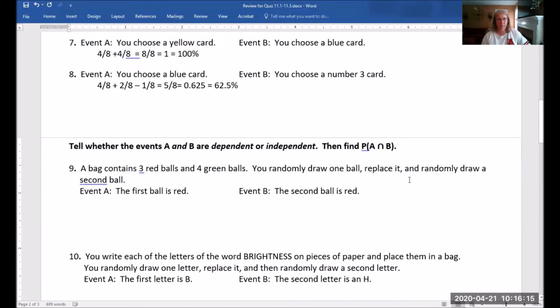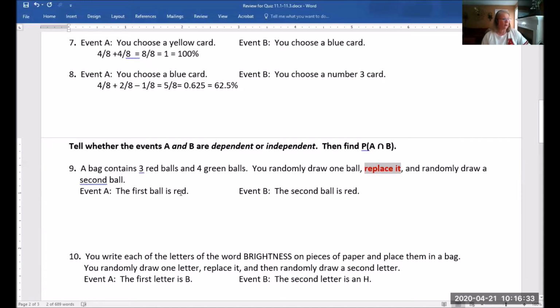Do y'all see the key word? Somebody type into me, what is the key word? We're coming on it right now. What's the key phrase? Replace it. Do y'all see this right here? That is really important because that tells me whether this is dependent or independent, okay? And randomly draws a second ball.